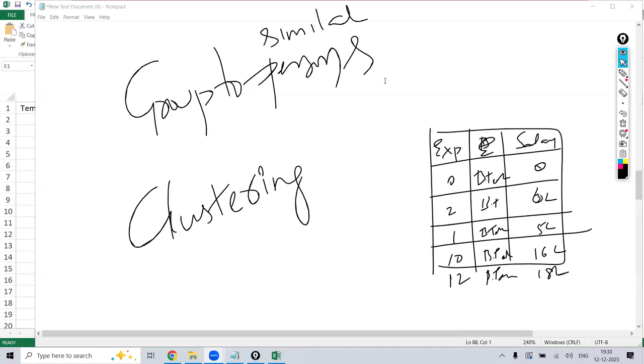Clusters means groups. Simply, clusters means grouping the data. Here there is nothing we are going to predict. We will identify only the pattern. There is no output variable. We are not going to predict the output. We are just identifying the pattern, and based on the pattern, we are separating the data.